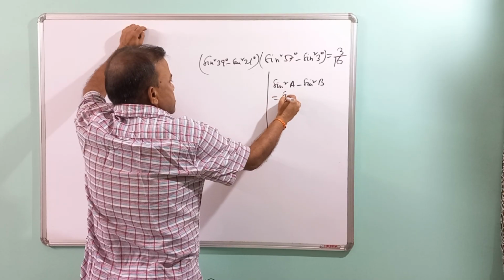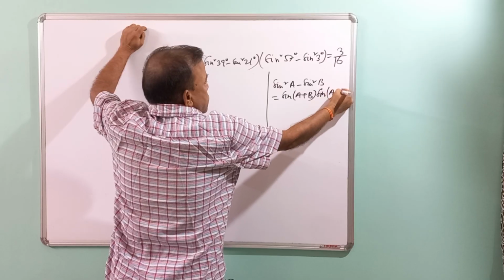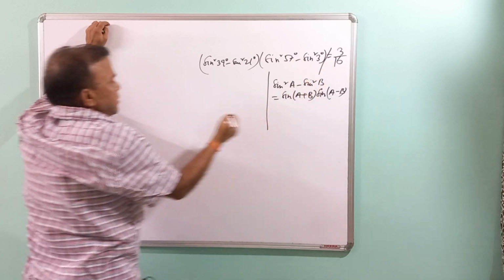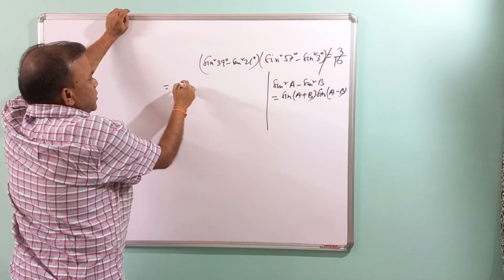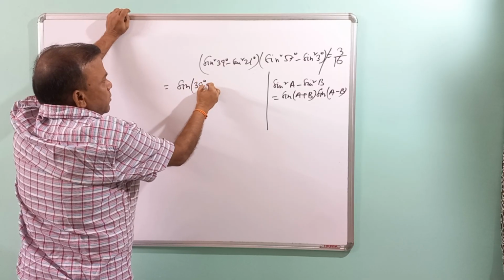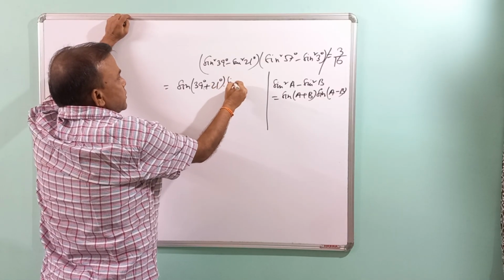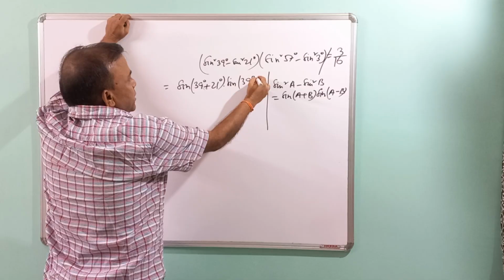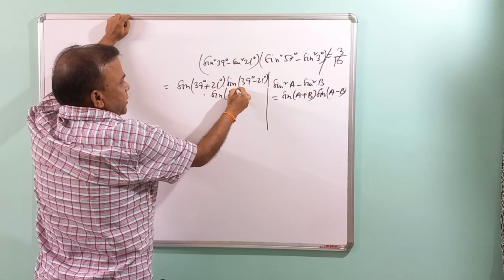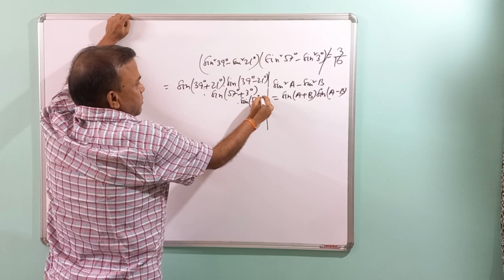sin(A+B) sin(A−B). Now applying this formula here, obviously on the left hand side we get sin(39° + 21°) into sin(39° − 21°) into sin(57° + 3°) into sin(57° − 3°).